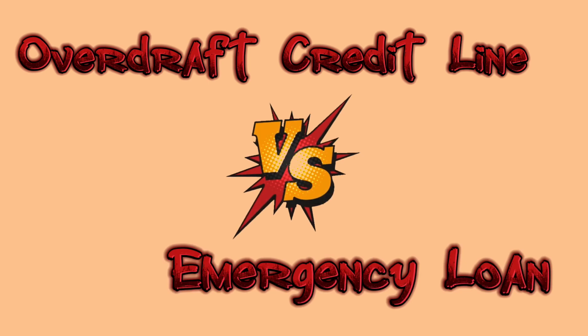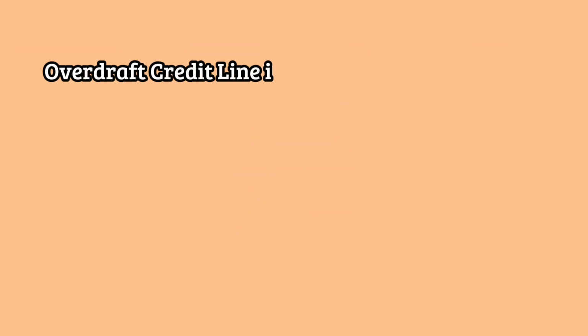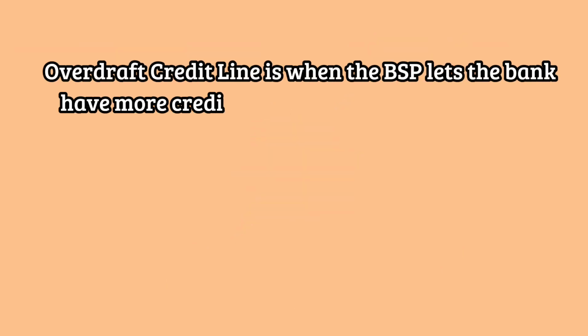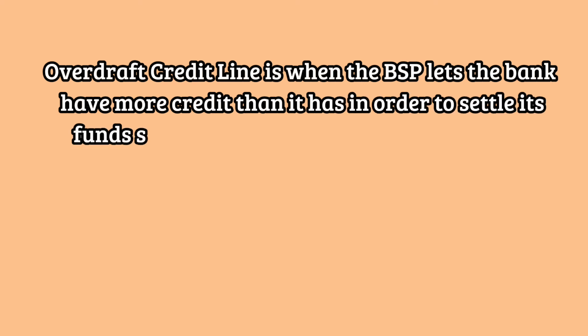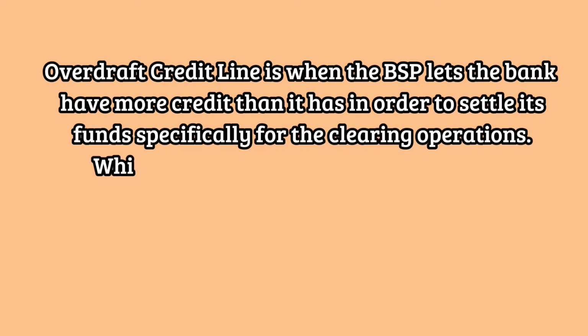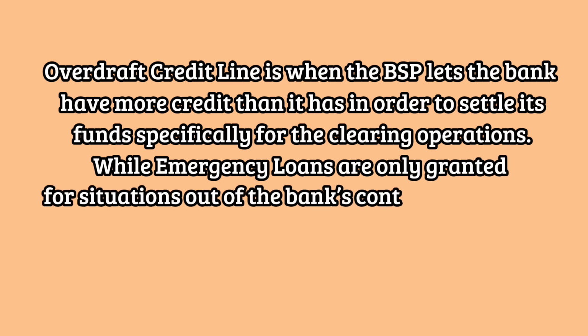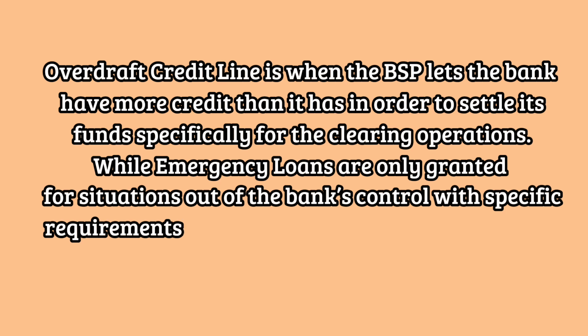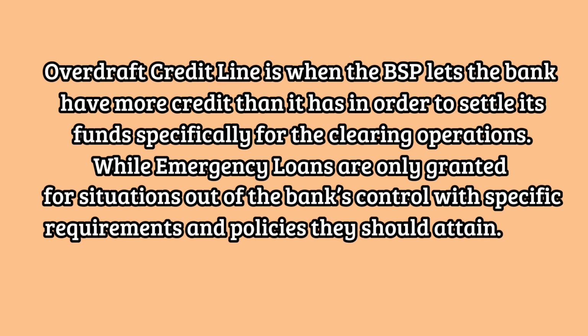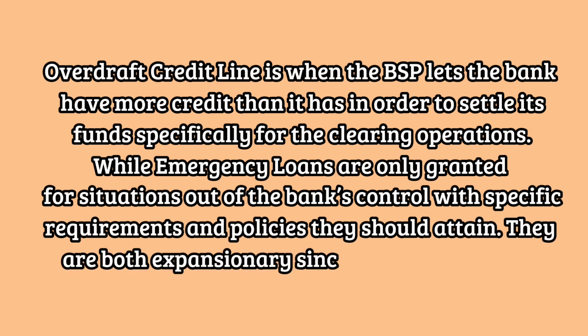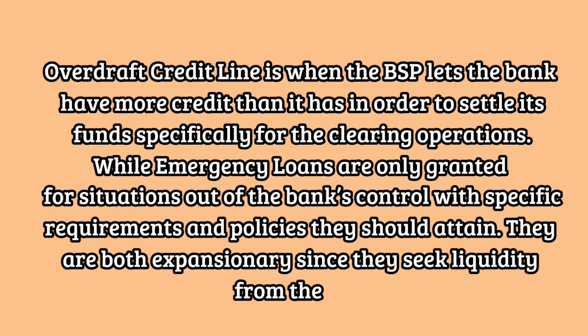The difference between overdraft credit line and emergency loan is that the overdraft credit line is when the BSP lets the bank have more credit than it already has in order to settle its fund specifically for the clearing operations, while the emergency loans are only granted for situations out of the bank's control with specific requirements and policies the banks must attain before borrowing. They are both expansionary since they seek liquidity from the BSP.